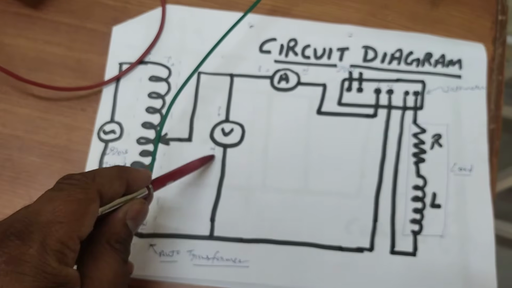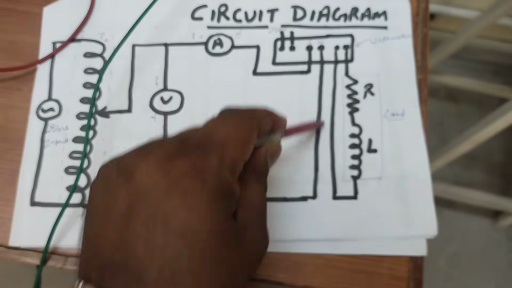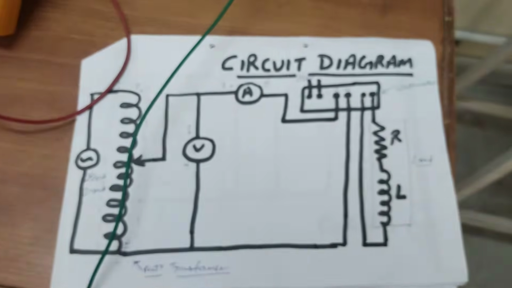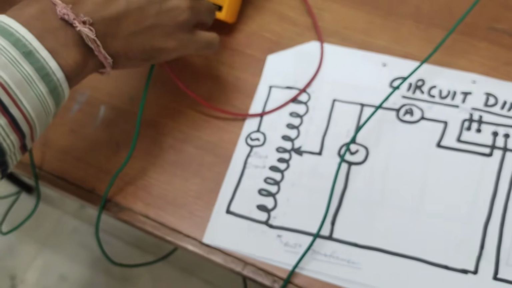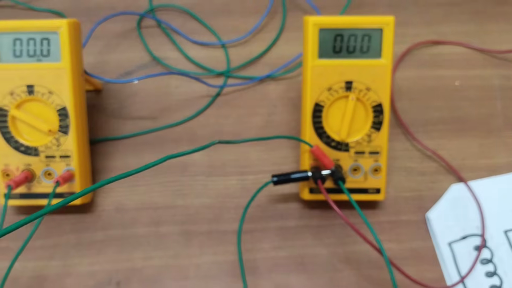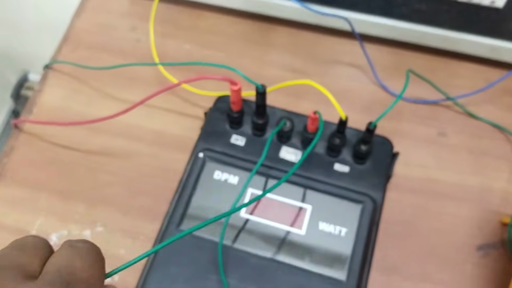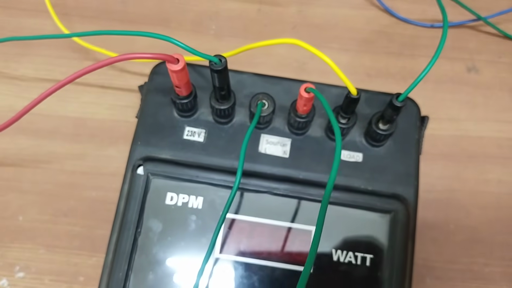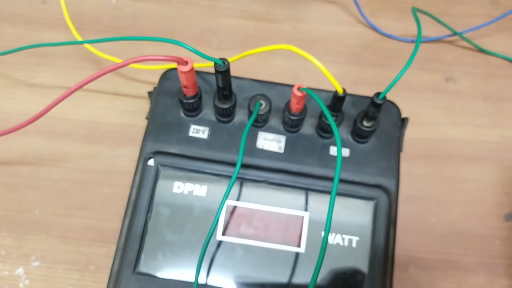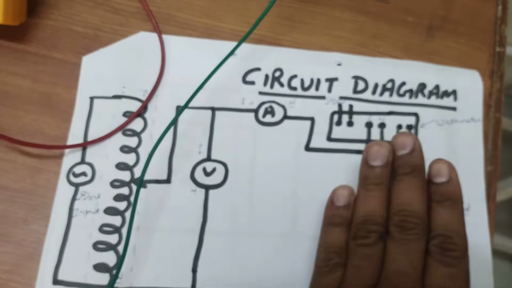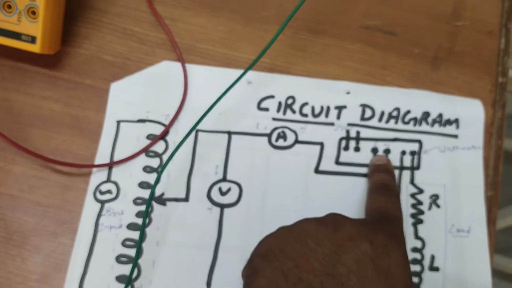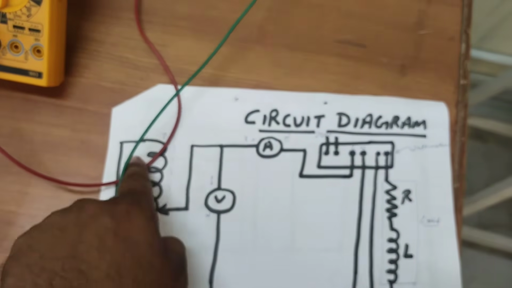After that, the negative terminal of this voltmeter is connected with the negative terminal of the wattmeter. So here I will tell you that this one is the negative terminal for the voltmeter. That negative terminal from the voltmeter is now connected with the negative terminal of the wattmeter. So by doing this, we make the whole connection from this point to this point.